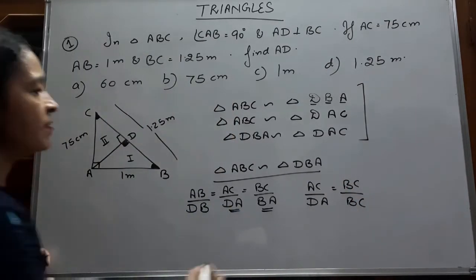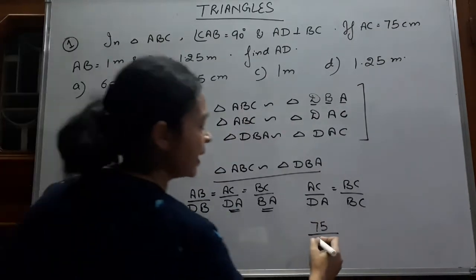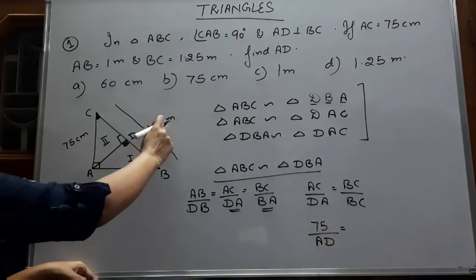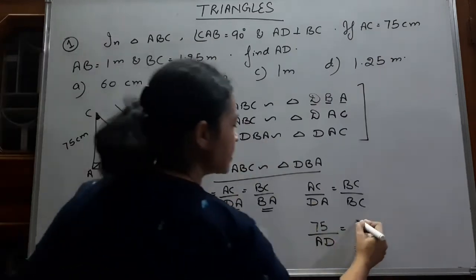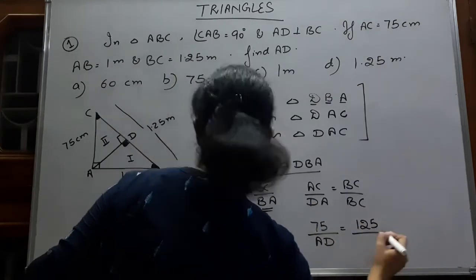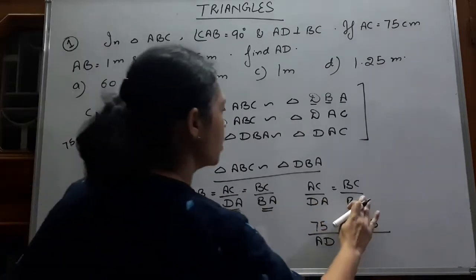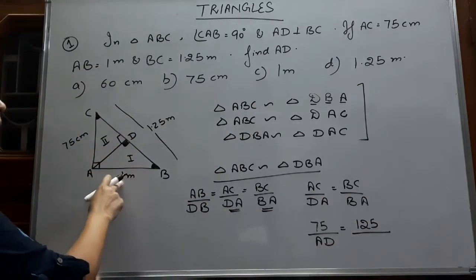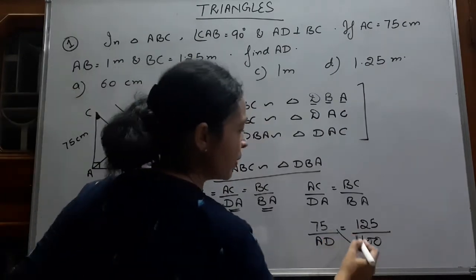AC is 75 centimeters by DA or AD. We have to find AD. Let's write AD. BC is 1.25 meters. We have taken AC in centimeters. Let's change it to centimeters, 125 centimeters. Upon, we have BC upon BA. What is BA? BA or AB is 1 meter. In place of 1 meter, we will write 100 centimeters. We have to find AD.